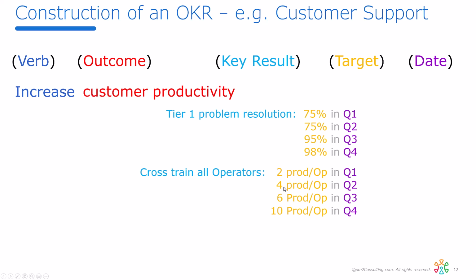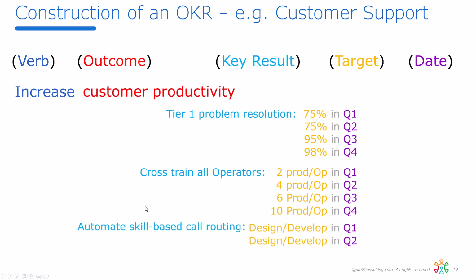By quarter 2 and 4, 6, and then all 10 by quarter 4. So we begin showing the cross-functional nature of work. Here's where I need help from HR. And then finally, they're going to need some support from IT so that they have better call routing. In other words, when they call up, they'll know what products that customer has based on the phone number and route them to an operator that's certified in those products.